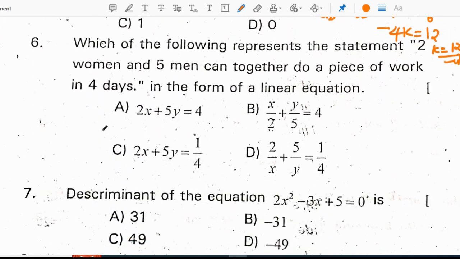Which of the following represents the statement 2 women and 5 men can do together a piece of work in 4 days in the form of a linear equation? So we need to change this given situation into the form of a linear equation. The correct option will be 2 by x plus 5 by y is equal to 1 by 4.